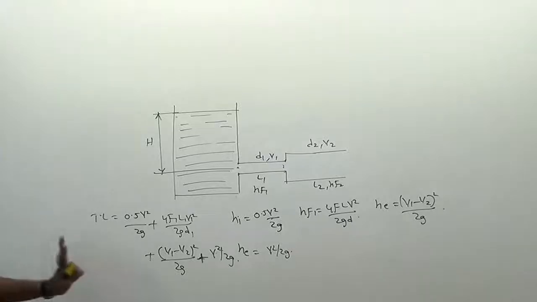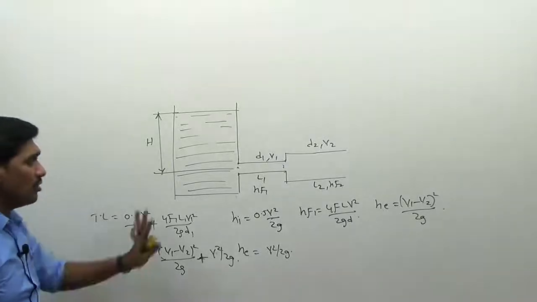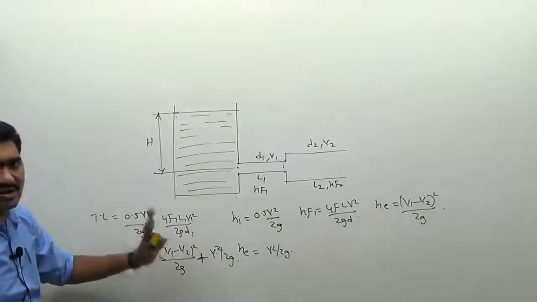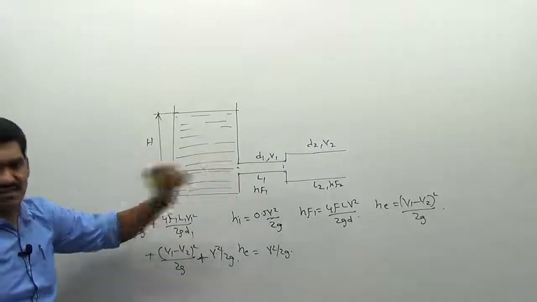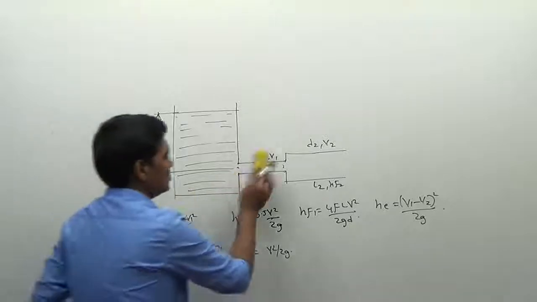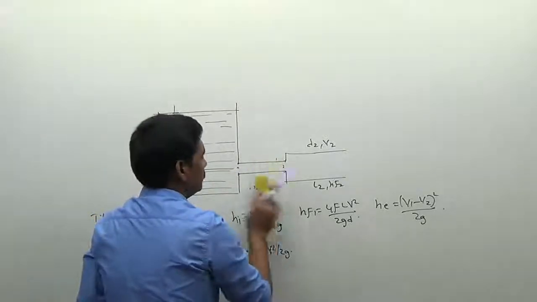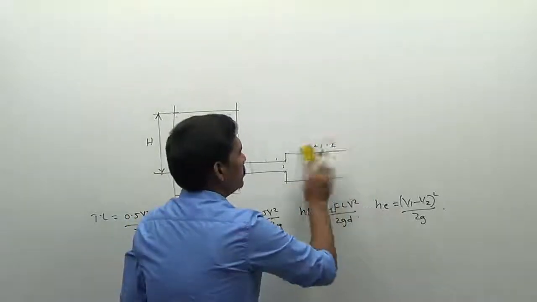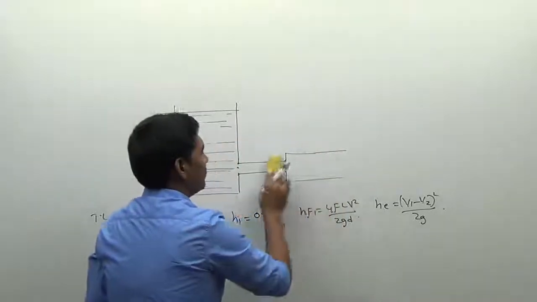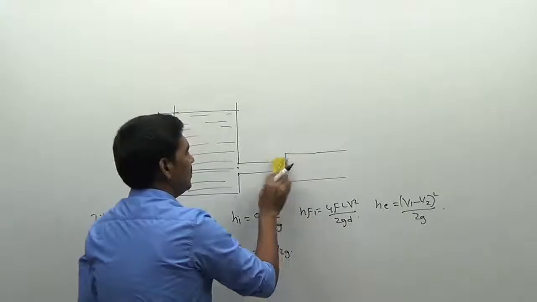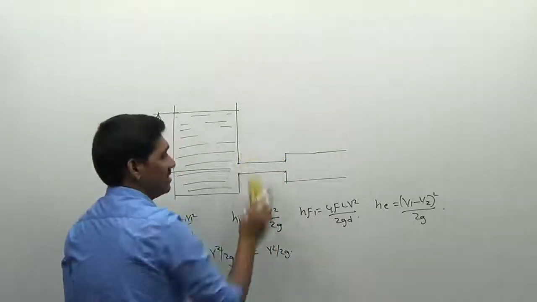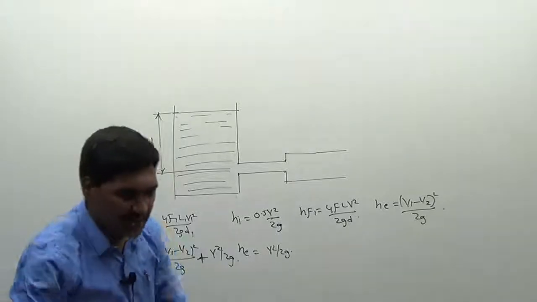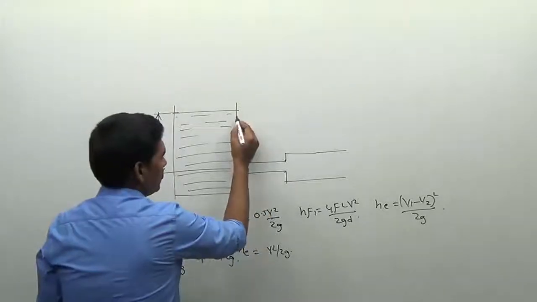Okay. And now what I want to do is draw the total energy line and the hydraulic gradient line for this pipeline. Now see here, I am just removing this surface here. I am going to draw the total energy and hydraulic gradient line for this entire pipeline. You can start with any point here. I am just starting with this point here.